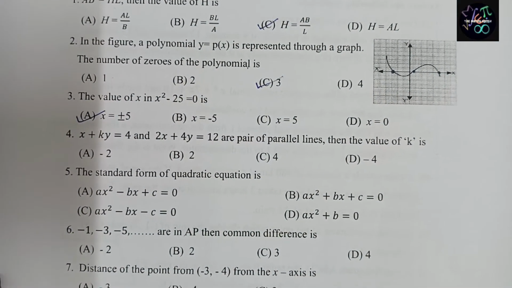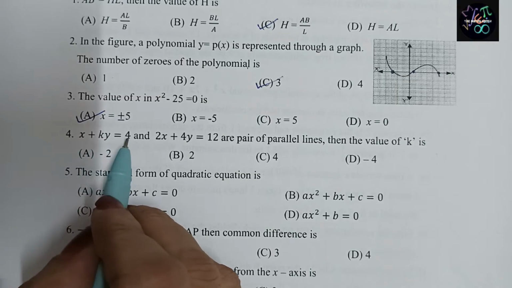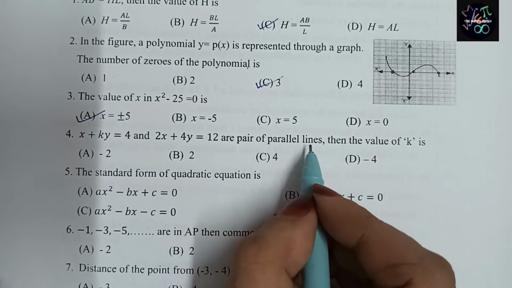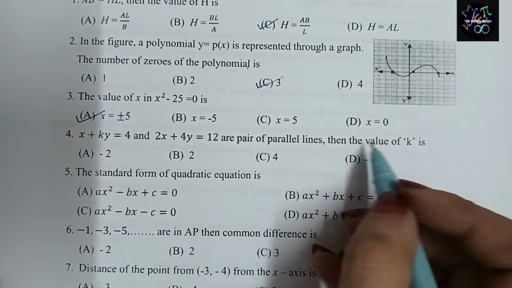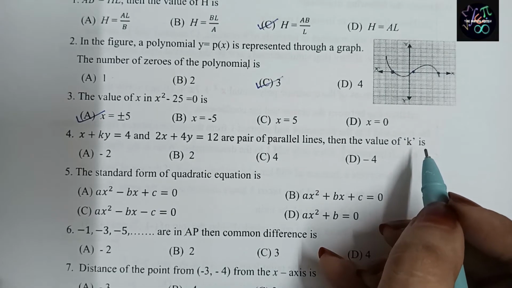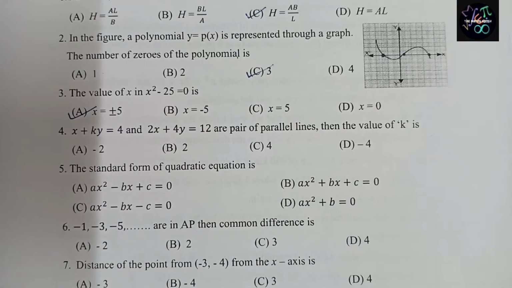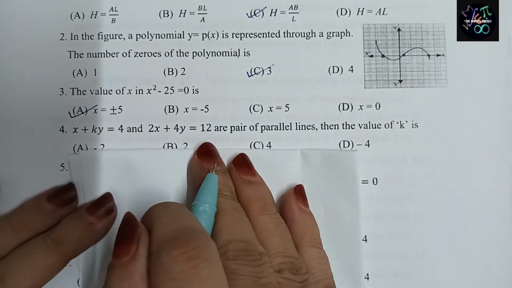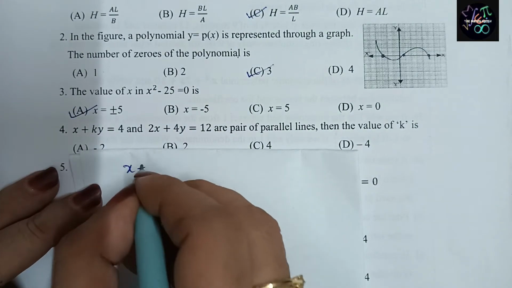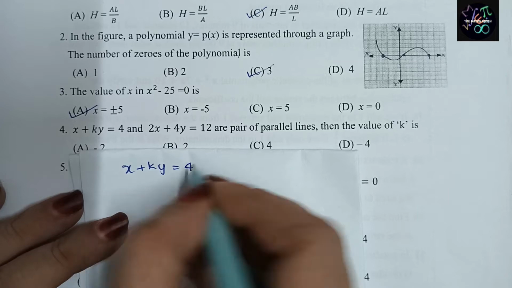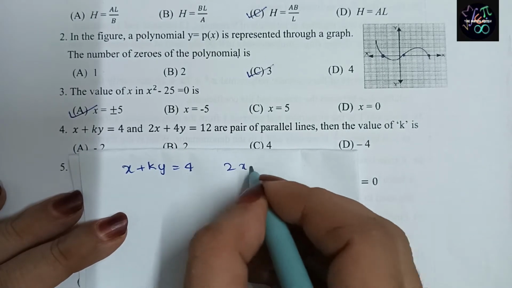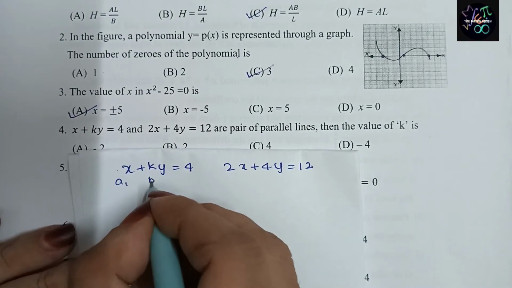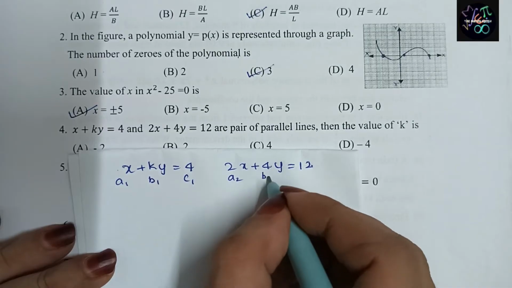Fourth one: x plus ky is equals to 4 and 2x plus 4y equals to 12 are a pair of parallel lines. They have given parallel lines. Then the value of k is. Okay, let us find the value of k here. So we all know the condition for parallel lines. Two lines are given, that is x plus ky is equals to 4 and 2x plus 4y is equals to 12. Okay, this is A1, B1, C1, A2, B2 and C2.